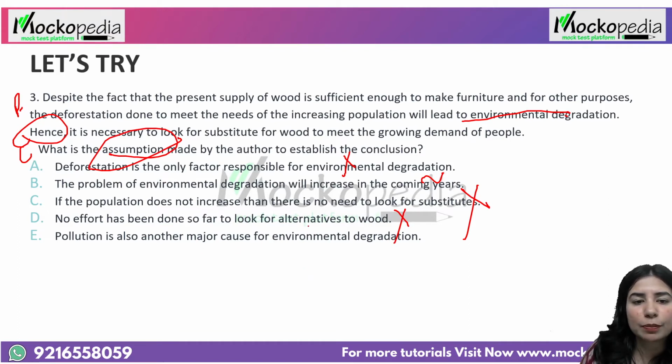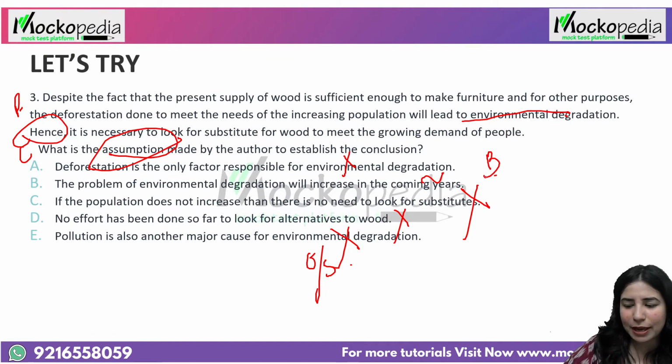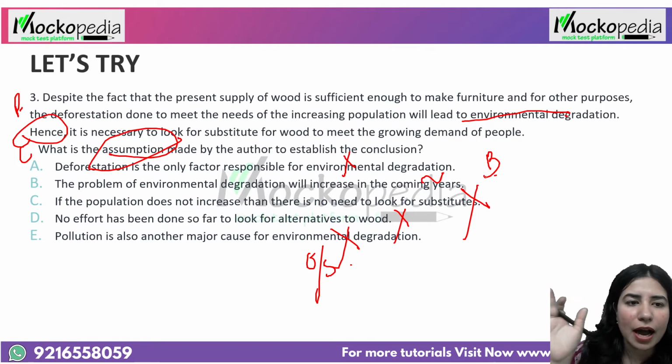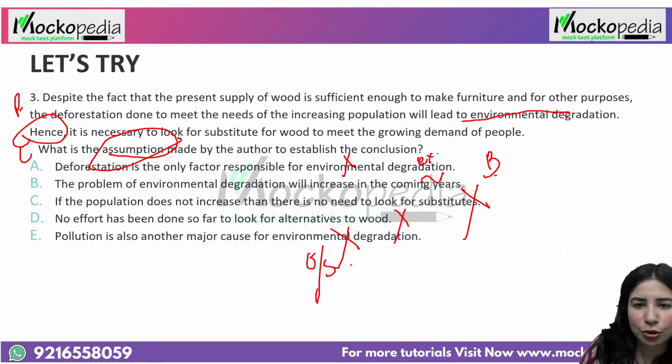Pollution is also another major cause for environmental degradation. Again, this is out of scope, right? So the only option that fits in will be B in the discussion, right? So I'm sure we are sorted. We are clear with the question. You can take a look again and understand why A is extreme, D is extreme, and C and E are out of scope answers, right? So let me write this also for you. This is extreme, right? And this is also extreme, and this we can't comment, right? And this is out of scope, right?